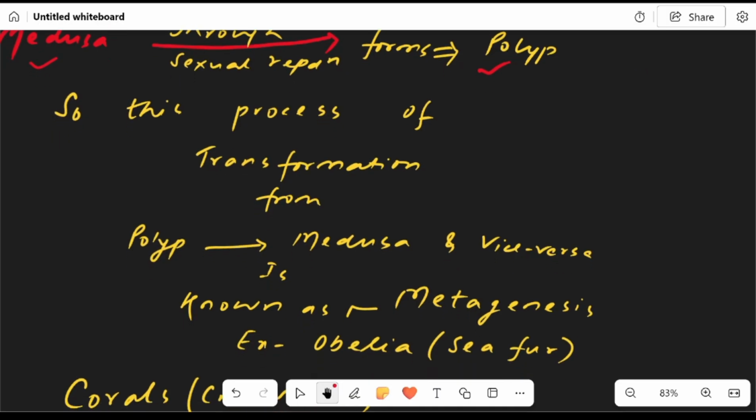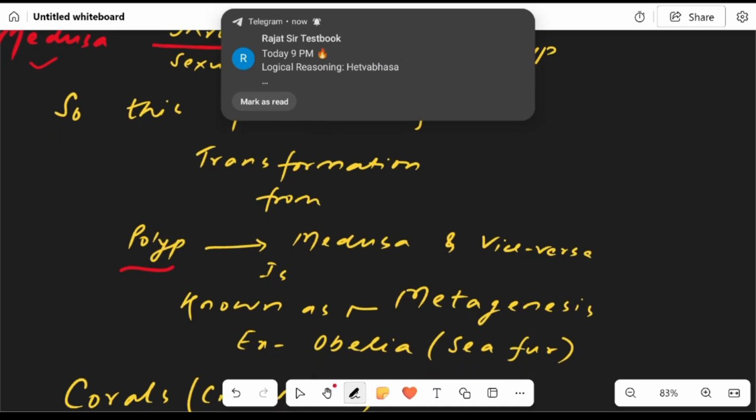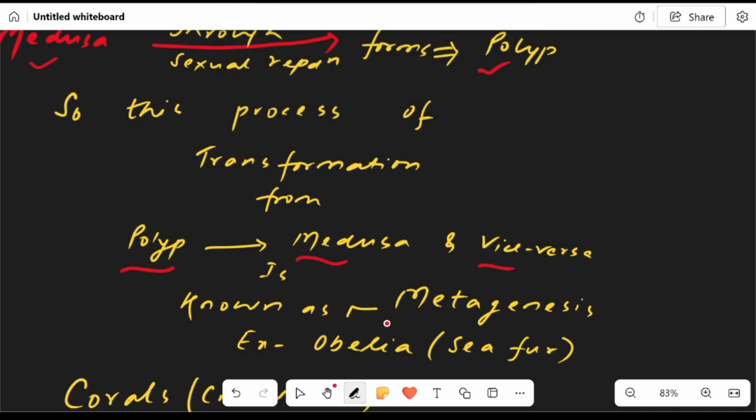So this process of transformation from polyp to medusa and from medusa to polyp, and vice versa, is known as metagenesis. And the cnidarian which shows this is Obelia, also commonly known as sea fur.